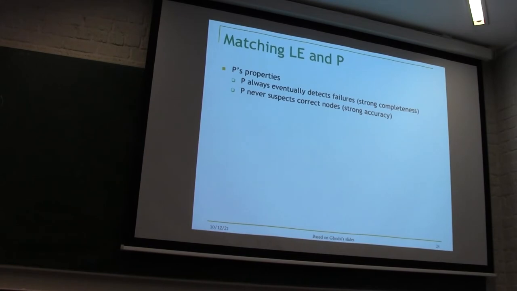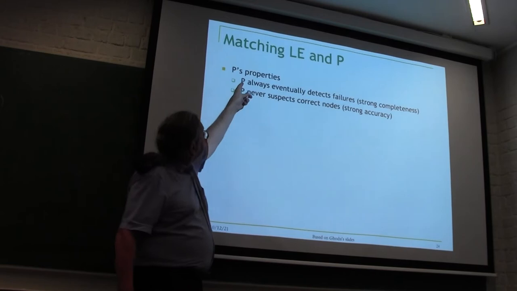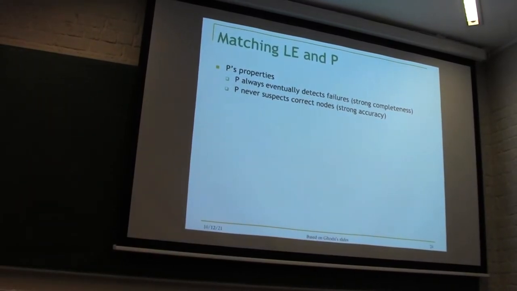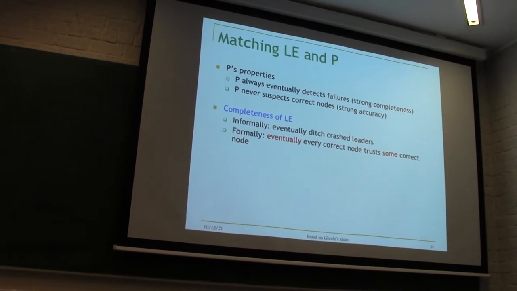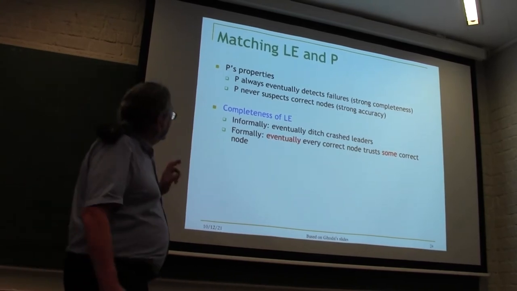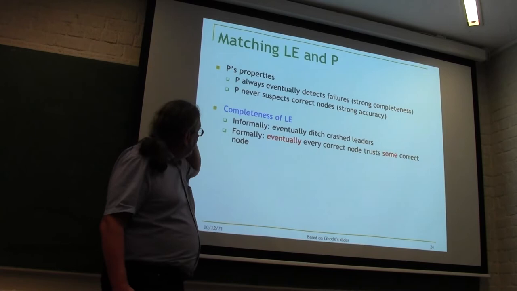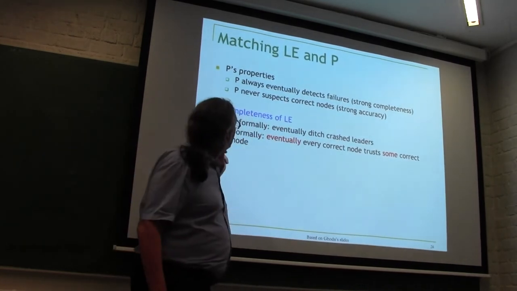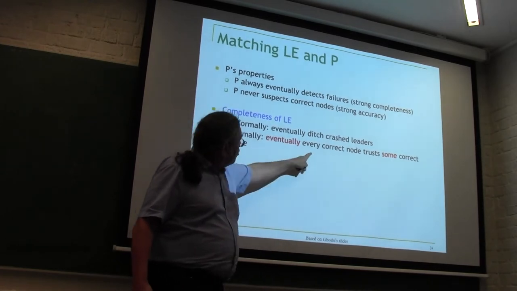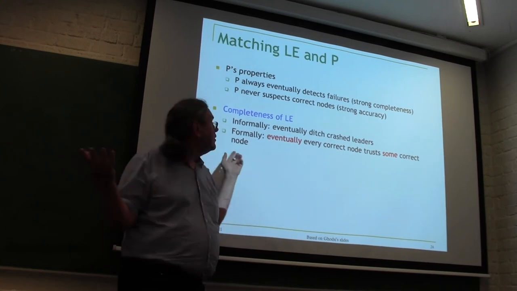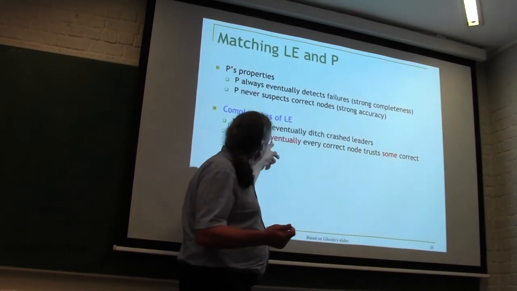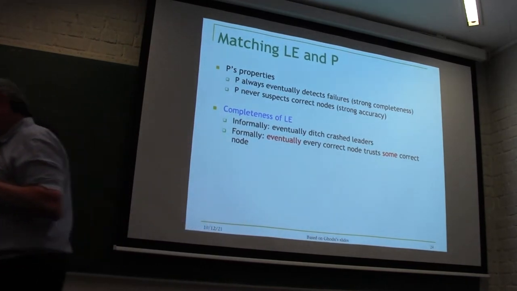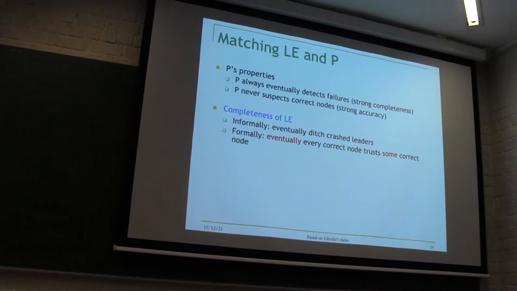So I start with P. The perfect failure detector always eventually detects failures, so strong completeness, and it never suspects correct nodes, strong accuracy. So that's P. Now, LE is in some sense similar. It's complete also. Eventually, every correct node will pick some leader, some correct node, which is the leader. So this is like strong completeness. If the leader is crashed, it will pick somebody else. It will ditch crashed leaders, but it will eventually end up with some correct node. So that's a completeness property, that it will trust some correct node.